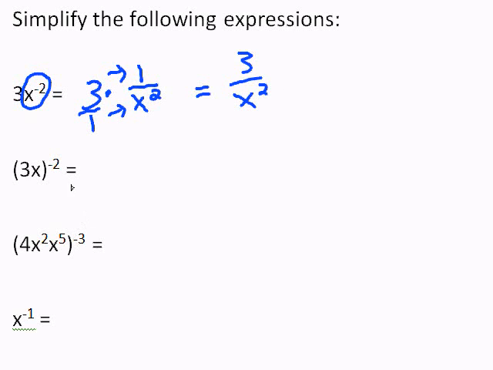Now, if we change this problem up just a little bit by putting parentheses around the 3x, notice that this makes all of 3x our base. So negative 2 is the exponent of our entire base, which is 3x. So to change that negative exponent to a positive one, we take the reciprocal of our base, so it becomes 1 over 3x, and our exponent changes from negative 2 to positive 2. Try the third and fourth examples on your own.